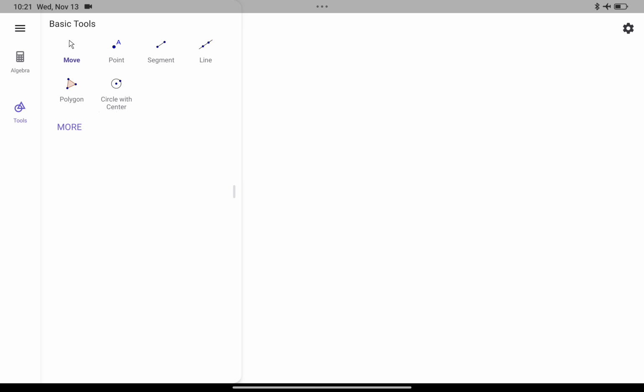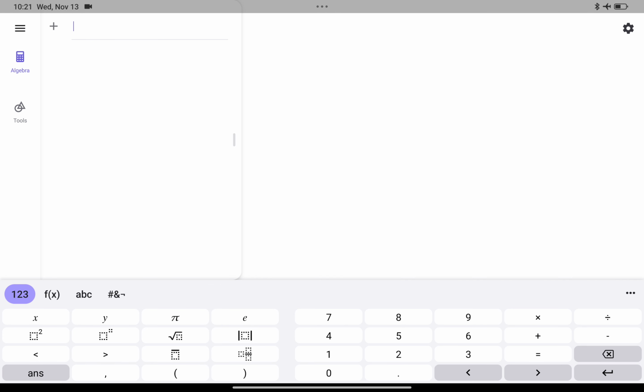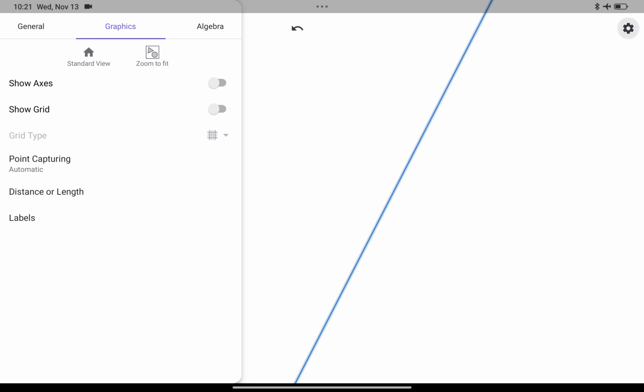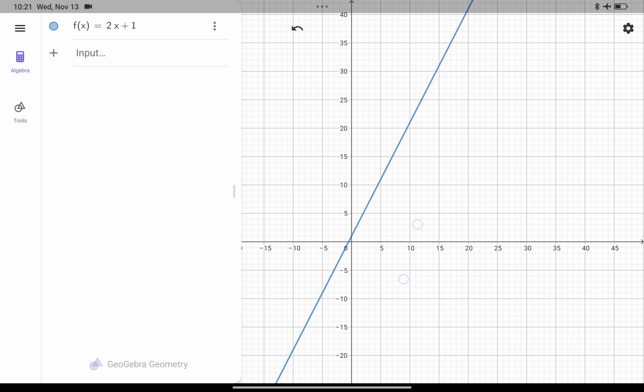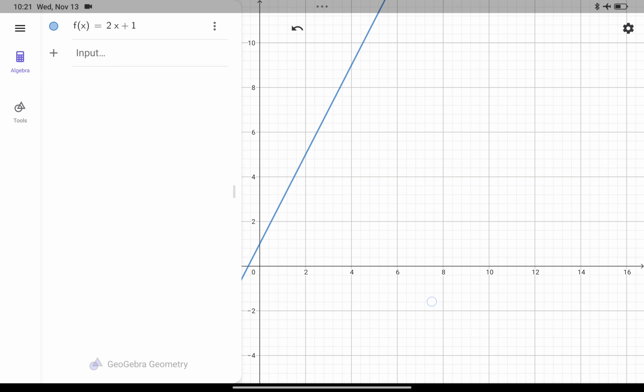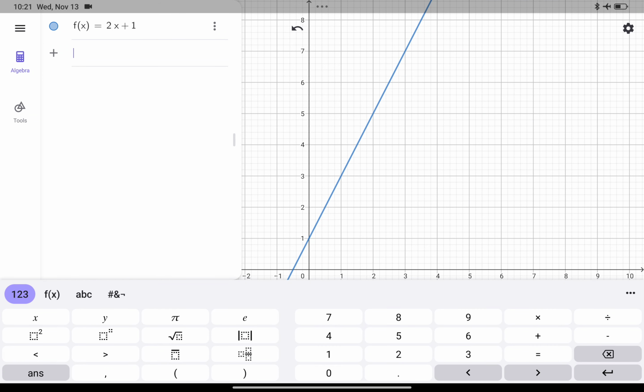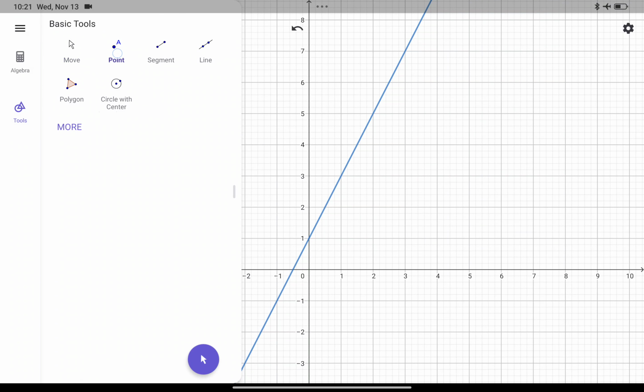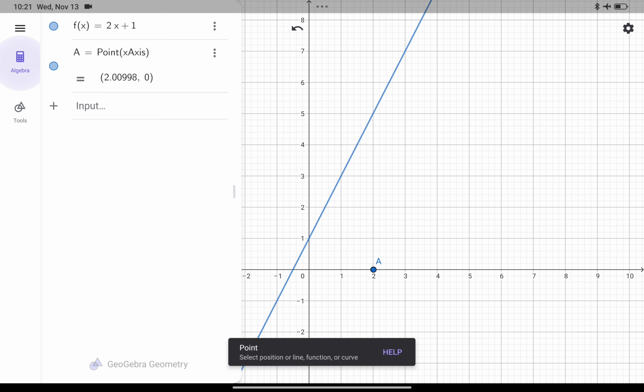I'm gonna start by defining a function to explain what a limit is for me. 2x plus 1. Let's say we want to approach the value 2. In GeoGebra we can see clearly that this is gonna be approaching 5, right?